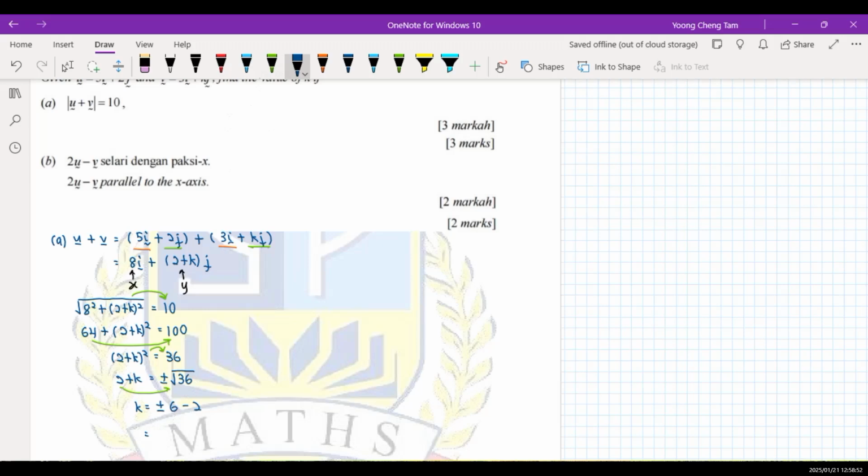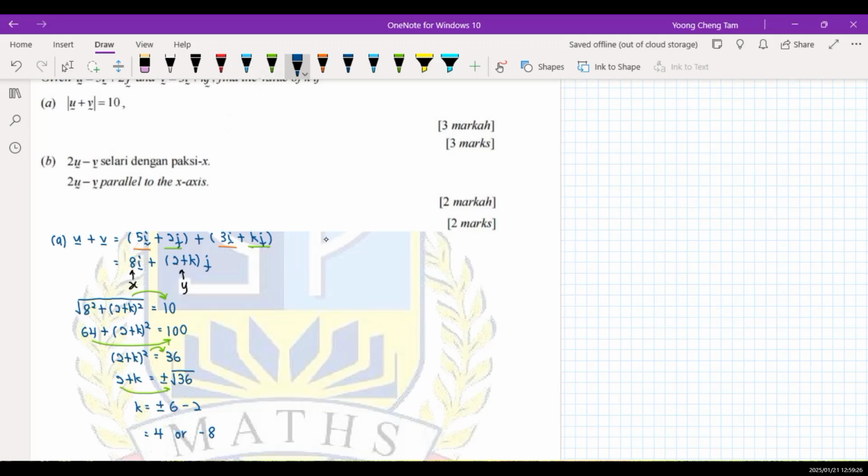So now let's take the positive value first. Plus 6 minus 2, the answer is 4. Or you take the negative answer, so negative 6 minus 2, the answer is negative 8. All right, so we have two answers for question A, which is k equal to 4 or k equal to negative 8.